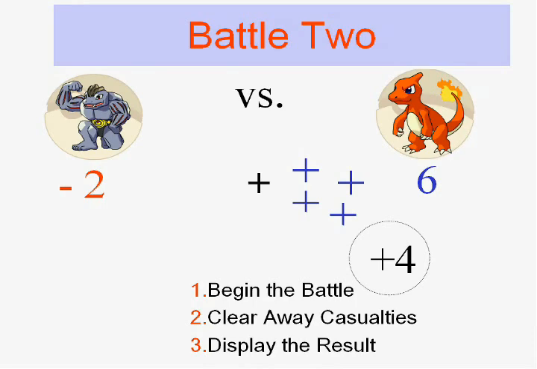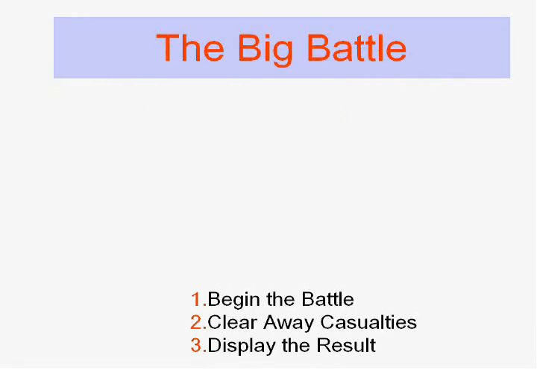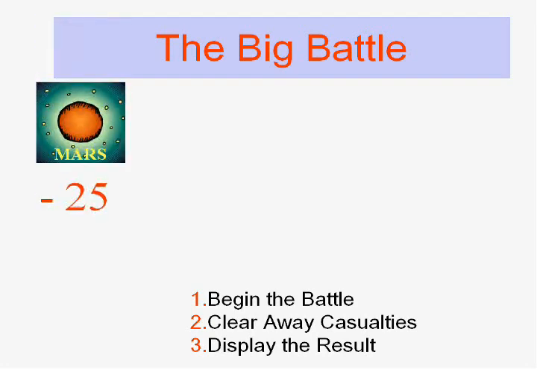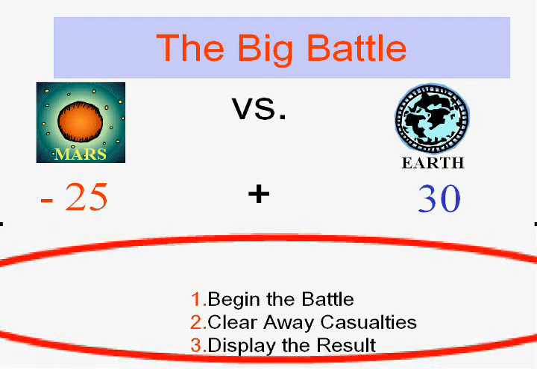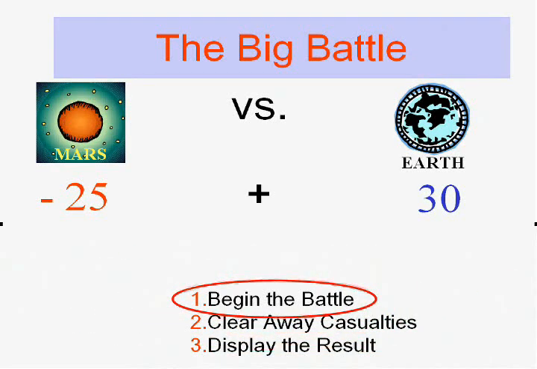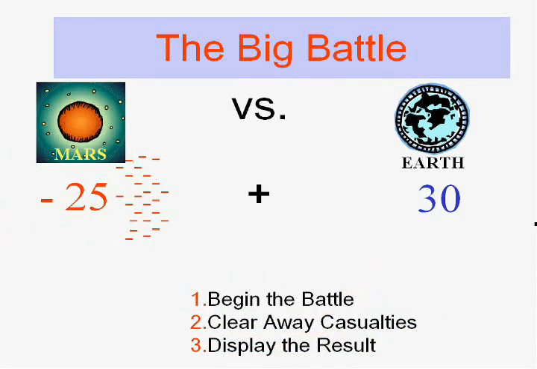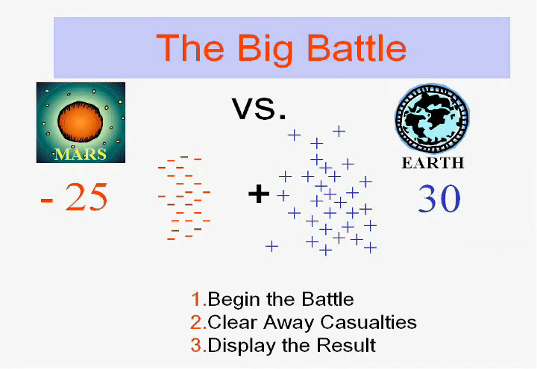Now, you're not always going to be able to do all this drawing. Let's look at the big battle. Let's look at some bigger numbers. Negative 25 versus positive 30. Who's going to win? Well, let's bring out 25 negatives from Mars and 30 positives from the Earth. Hopefully we'll win. Let's clear away our casualties.